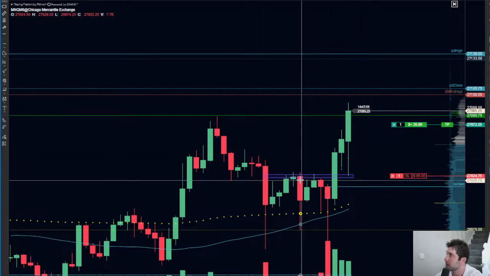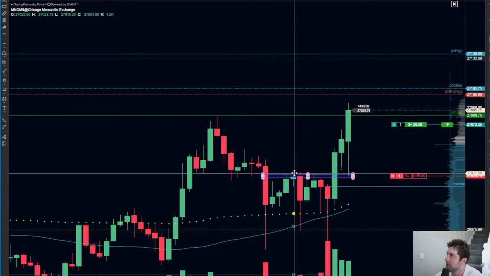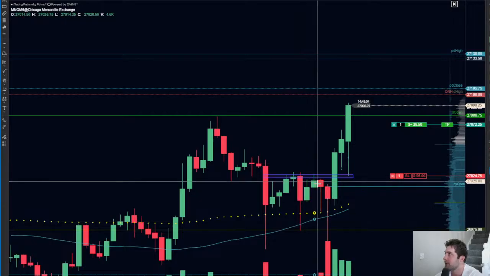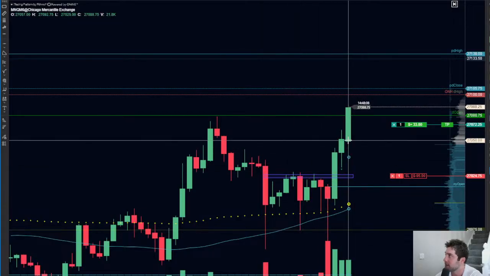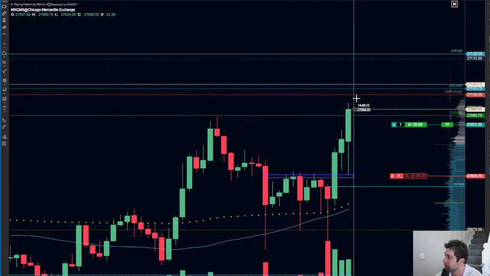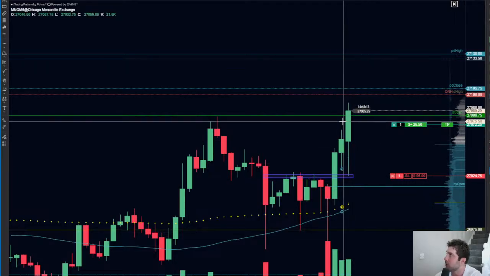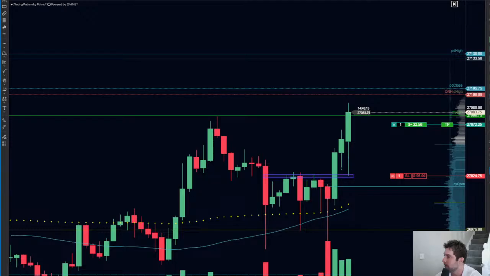So this blue box was supply. Price came into it, was sold off, came into it, sold off, pushed through, and then came back to back test it. You can see we wicked into it, pushed through, reclaimed the open, and it's attempting to break out now.